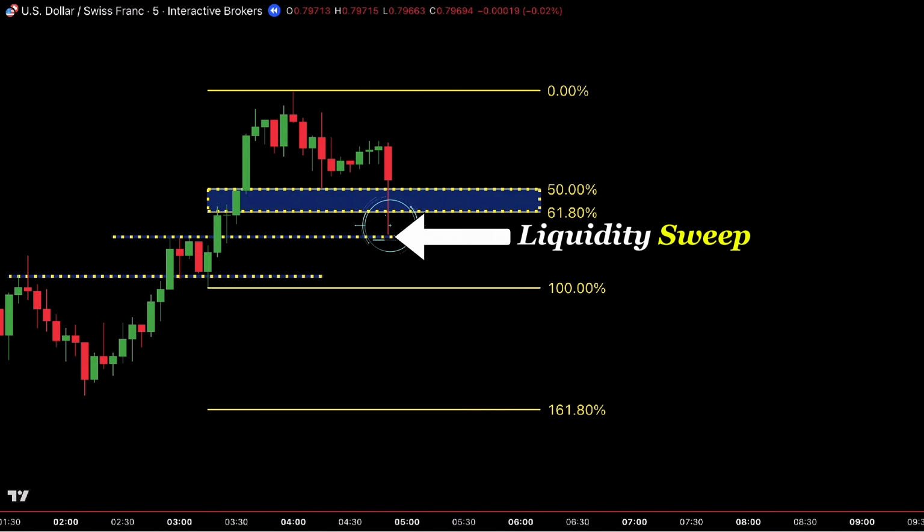Price retests the old resistance, turns support, and rejects it perfectly. Everything aligns: smart money discount zone, liquidity sweep, trend structure, Fibonacci confluence, and support rejection.